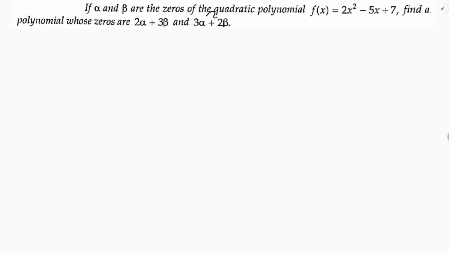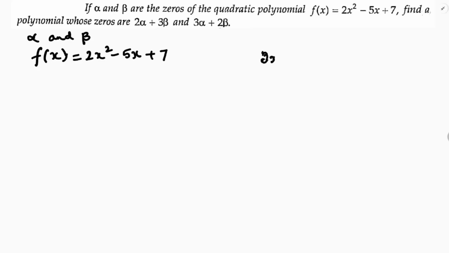If alpha and beta are the zeros of the quadratic polynomial f of x equals 2x square minus 5x plus 7. See, alpha and beta are the zeros of this polynomial. Now, if we try to find the zeros by splitting the middle term, we will not be able to get the alpha and beta values.